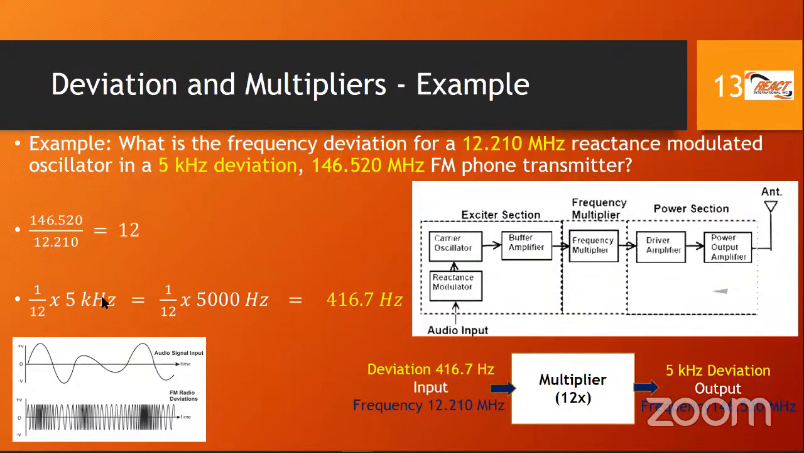Now that's 5 kilohertz. They give us the question in kilohertz. We may remember that to go from kilohertz to hertz, we multiply by 1,000. So that's why we end up with 1/12 multiplied by 5,000, because it's 5,000 hertz, which is the equivalent of 5 kilohertz. When we take 1/12 of 5,000, we end up with 416.7.